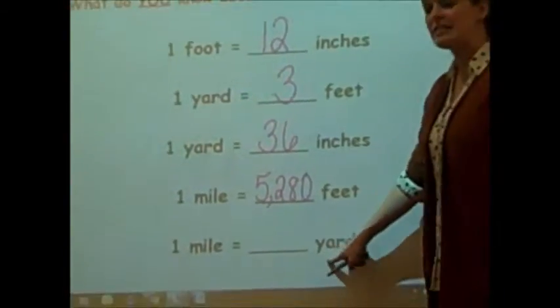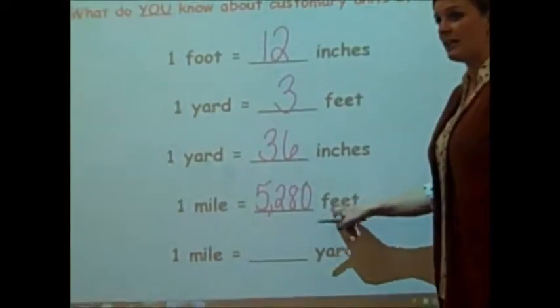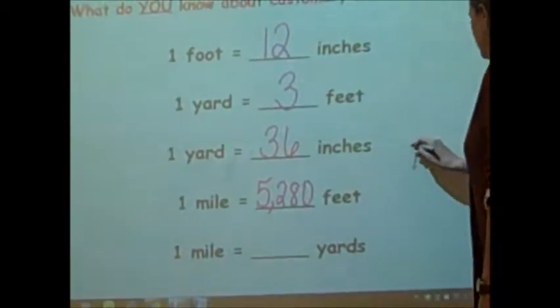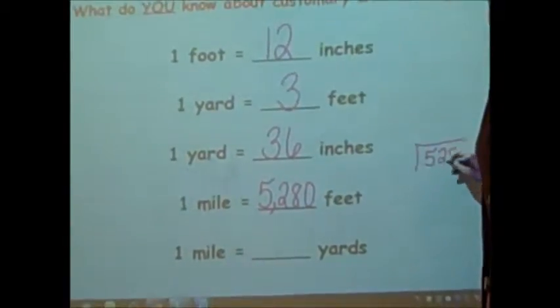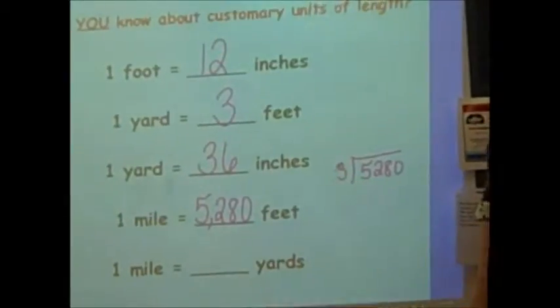And then for yards, an easy way to determine this, if you're grouping your feet into groups of 3, is 5,280 divided by 3.